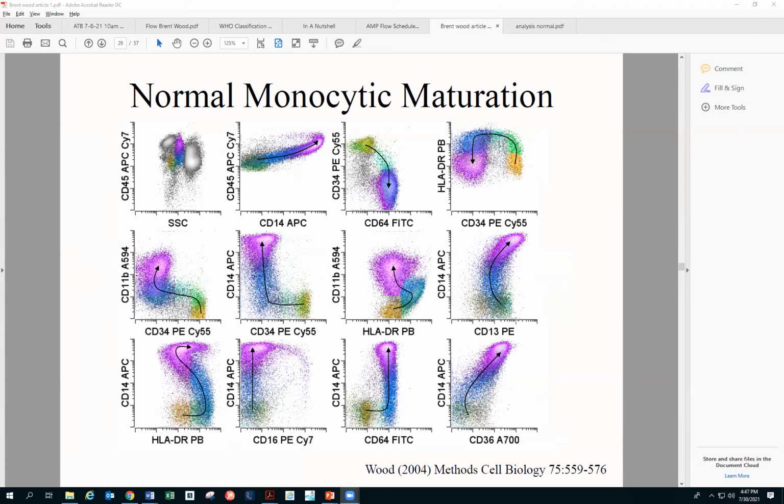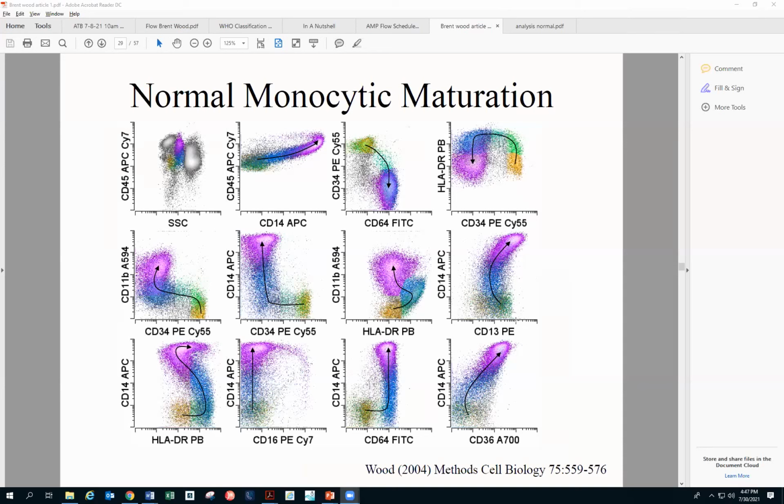You can say that CD14 will be negative in immature, but that's where it gets very challenging for hemepath people. That's the reason people hate and dread monocytes. So one thing is, when you see your CD45 versus side scatter, you see where the population sits. If it sits in the area where the monocytes usually sit, or if it is in the blast gate, that will help.